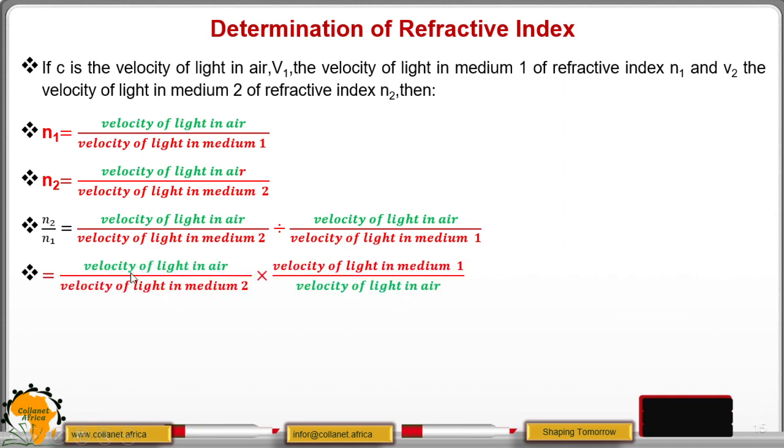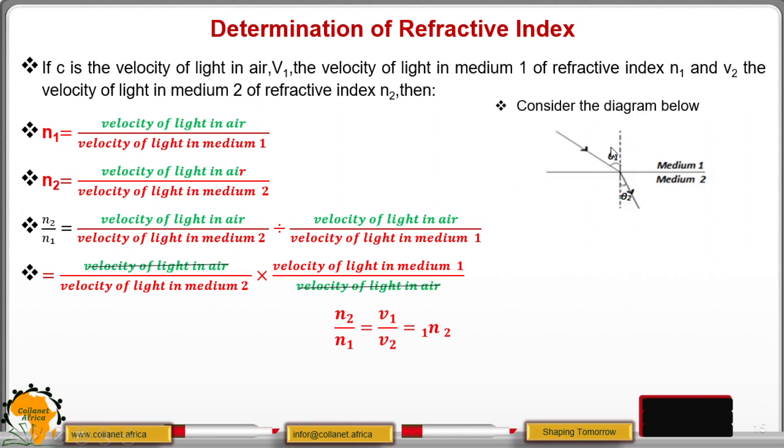remember here we are dividing, so we multiply by the reciprocal. When you multiply by the reciprocal, you will find that these two terms are common, so you cancel out. You will be left with the velocity of light in medium 1 divided by the velocity of light in medium 2. And by so doing, we say that n2 over n1 is equal to v1 over v2. But we have seen previously that v1 over v2 is the refractive index of medium 2 with respect to medium 1.